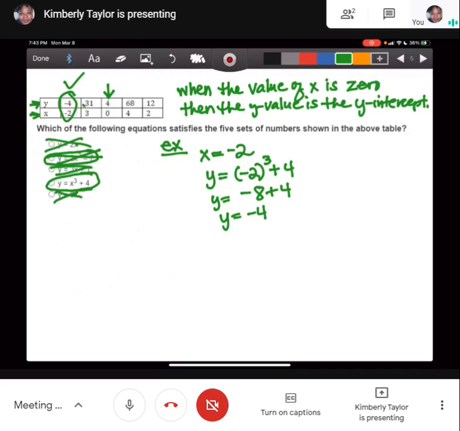Let's plug in x equals 4. And when I plug in x equals 4, my y value has to come out to be a 68. So I say y is equal to 4 cubed plus 4. So 4 cubed is really 4 times 4 times 4. That is 64 plus 4. And so y is equal to 68. So this is a good answer choice. Y equals x cubed plus 4 works for all the values in the table.